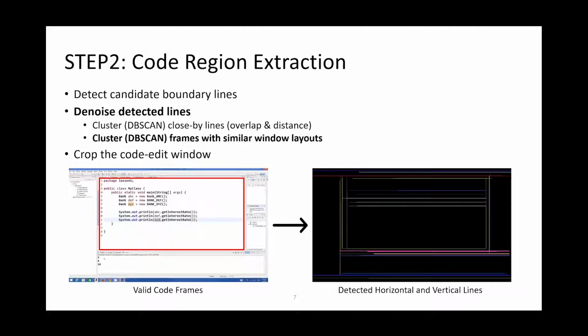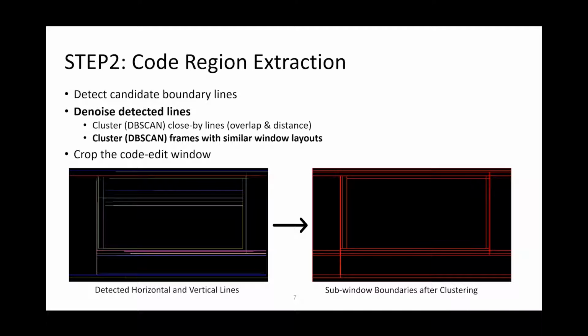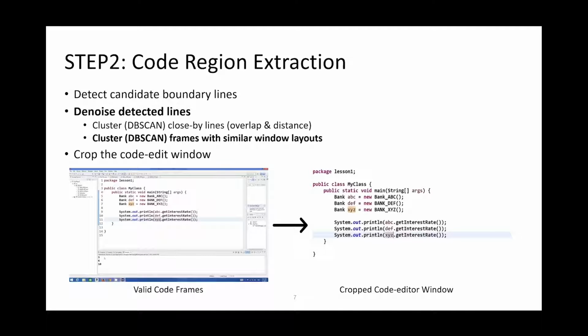To do so, we detect the candidate boundary lines using Canny edge detector. However, the original detection results are very noisy. To reduce the detection noise, we carry out 2 steps of clustering. First, we use DBSCAN to cluster close-by boundary lines based on their overlap and distance. Interestingly, we further cluster frames with similar window layouts. This level of clustering is very helpful since it can effectively eliminate the differences, which is also considered as noise, between detected edge maps of different frames. Finally, we crop the code editor window based on the filtered edge maps.